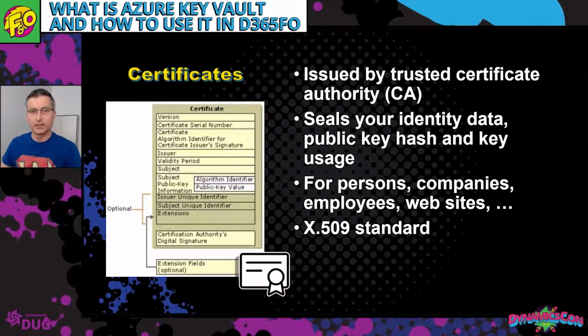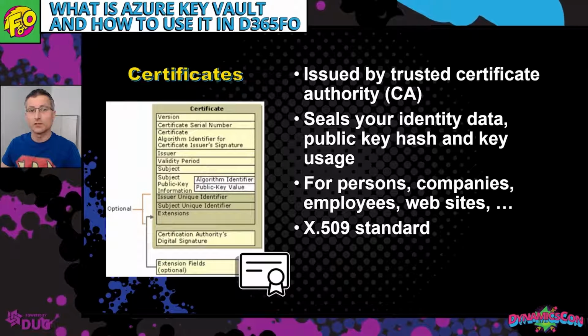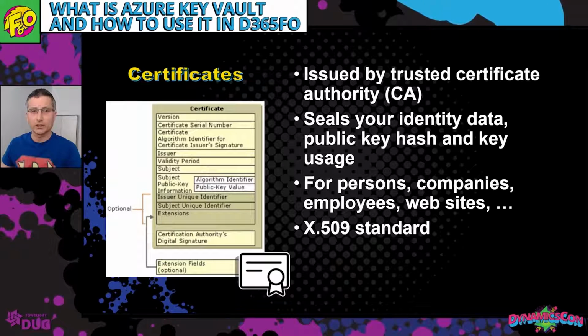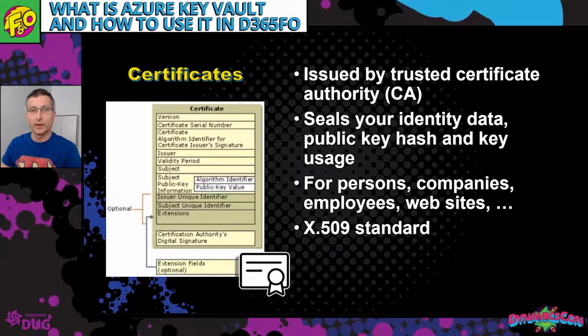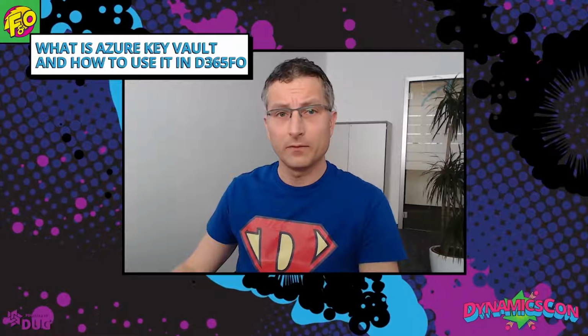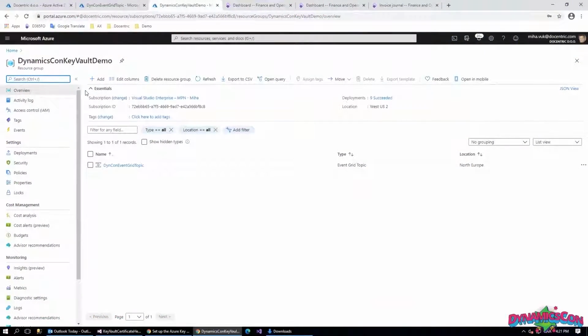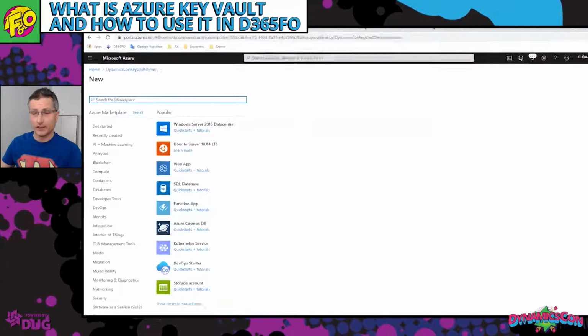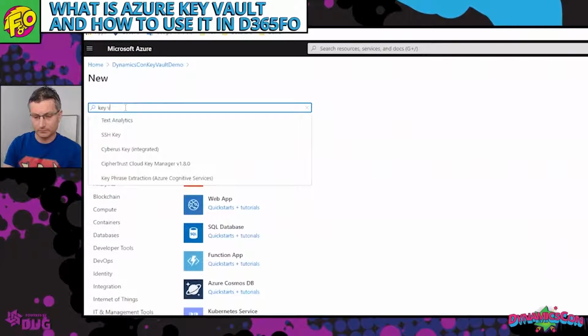Certificates and their keys can be used for different purposes. Most important are digital signature, client authentication, and secure communication, like SSL and HTTPS protocol. Now it's time for the first demo. So we are logged into the Azure portal, where we have just created a resource group. And let's create our first key vault.